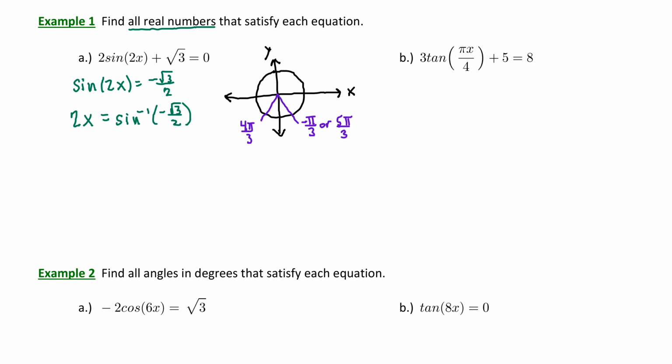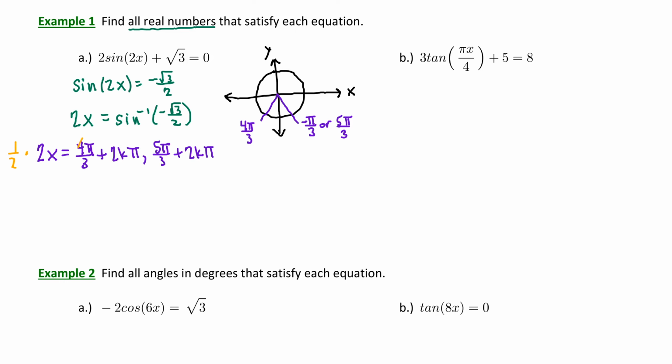So at this point, we can go ahead and express the solutions for the argument 2x as 4 pi over 3 plus any multiple of 2 pi to find all coterminal solutions. Also, 5 pi over 3 plus any multiple of 2 pi. And of course, k is an integer. Finally, at this step, we can isolate the variable x. We can do this by dividing both sides by 2 or multiplying both sides by a half.